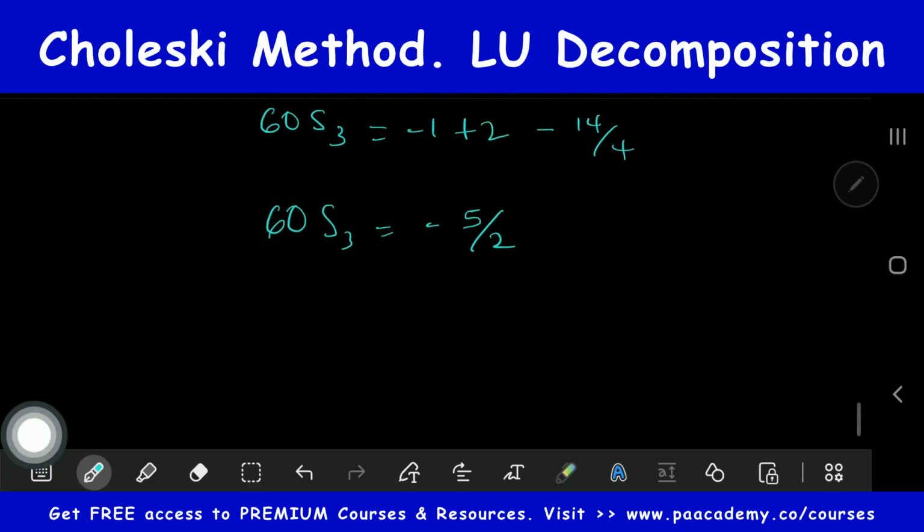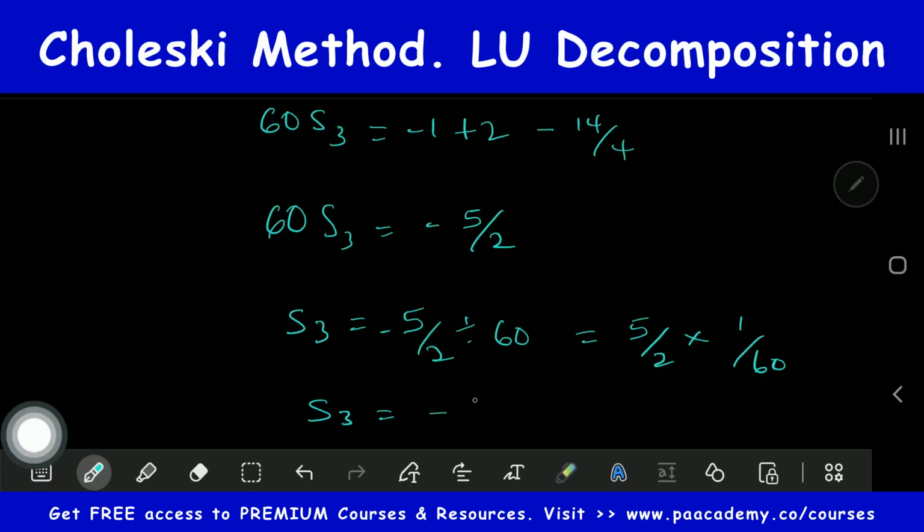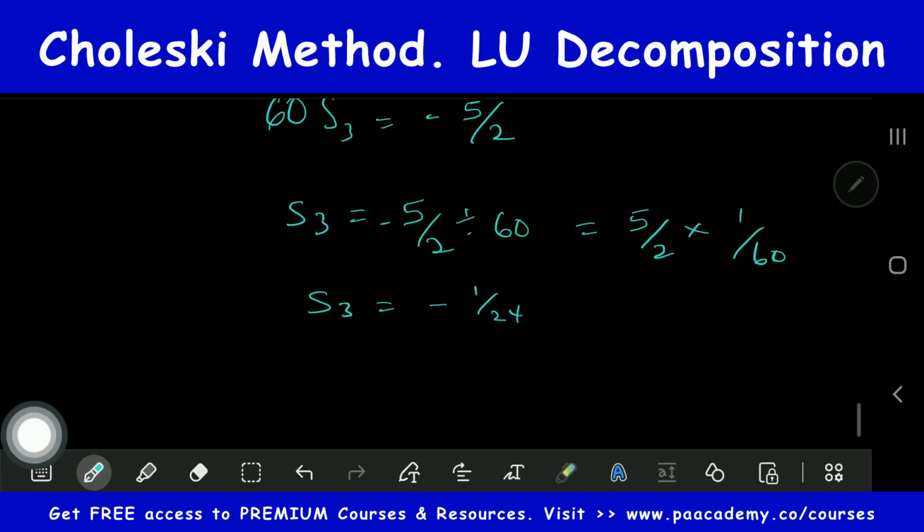All right, so now let's divide both sides by 60. If you divide both sides by 60, you are going to be getting your s3 to be minus 5 over 2 divided by 60, right? So you can say minus 5 over 2, don't forget the negative, times 1 over 60. So that means our s3 will be equal to minus 1 over 24, because this is just going to be 12 if you divide it by 5, and then 12 times 2 is 24.